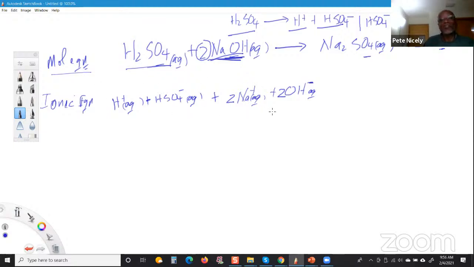So we have taken care of all the reactants so far. Now we have to look at the products. What about this? This is aqueous. It's an ionic compound in an aqueous solution, which means that it will dissociate as well. So what do you think would be the products of the dissociation of sodium sulfate?